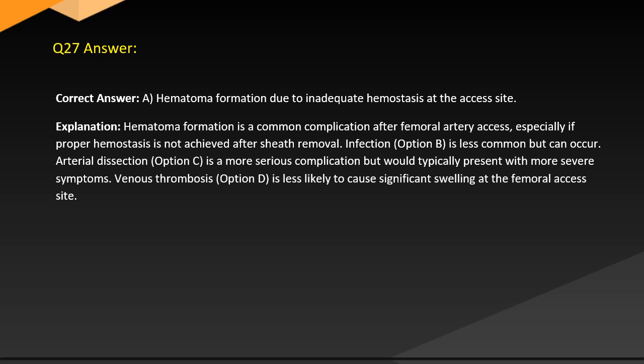Answer. Correct answer A. Hematoma formation due to inadequate hemostasis at the access site. Explanation. Hematoma formation is a common complication after femoral artery access, especially if proper hemostasis is not achieved after sheath removal. Infection, option B, is less common but can occur. Arterial dissection, option C, is a more serious complication but would typically present with more severe symptoms. Venous thrombosis, option D, is less likely to cause significant swelling at the femoral access site.